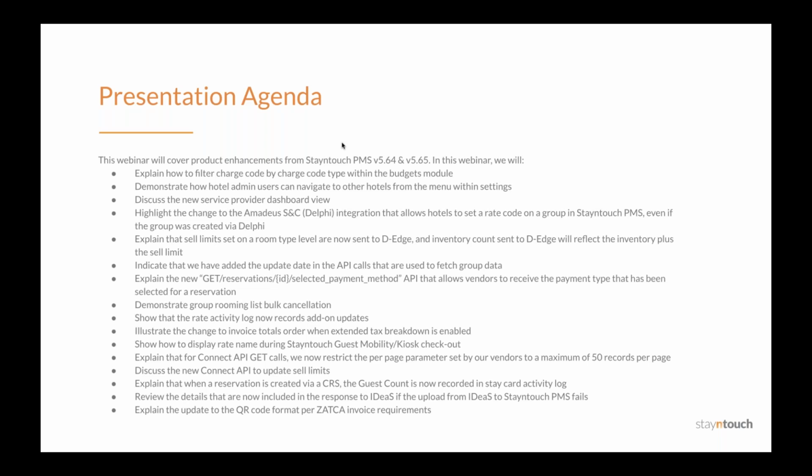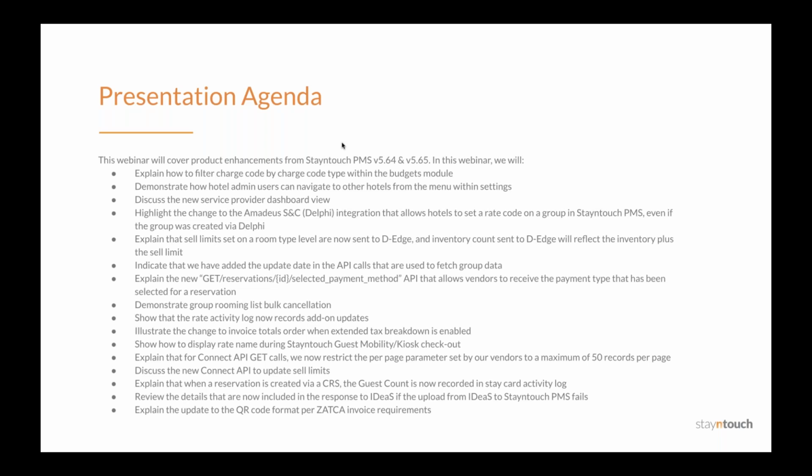Next, we'll explain that cell limits set on a room type level are now sent to DEdge, and inventory count sent to DEdge will reflect the inventory plus the cell limit. Indicate that we have added the update date in the API calls that are used to fetch group data. Explain the new Get Reservations ID Selected Payment Method API that allows vendors to receive the payment type that has been selected for a reservation. Demonstrate the group rooming list bulk cancellation. Show that the rate activity log now records add-on updates.